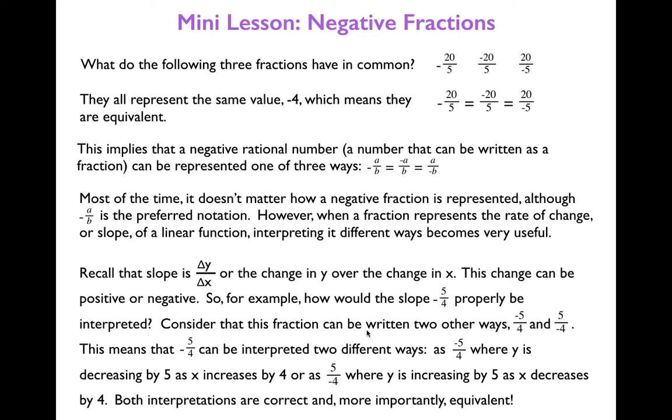Consider that this fraction can be written two other ways: as negative 5 over positive 4, and as positive 5 over negative 4, because all three ways represent the same value. This means that negative 5/4 can be interpreted two different ways: as negative 5 over 4, where y is decreasing by 5 as x increases by 4, or as 5 over negative 4, where y is increasing by 5 as x decreases by 4. Both interpretations are correct and, more importantly, are equivalent.